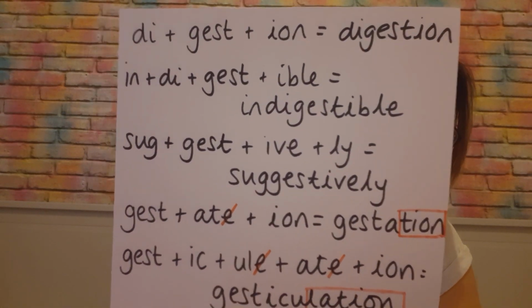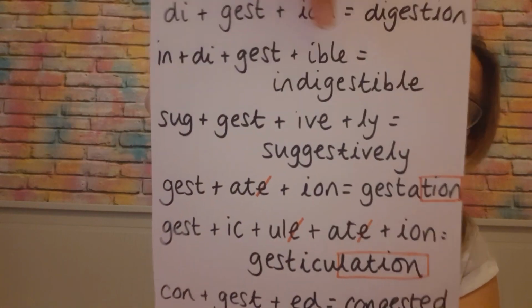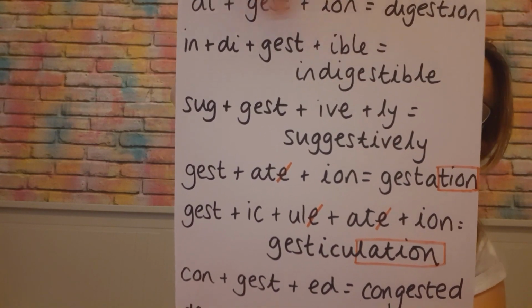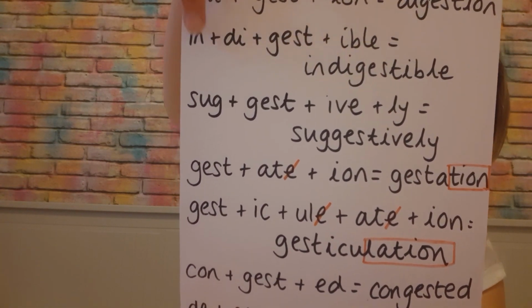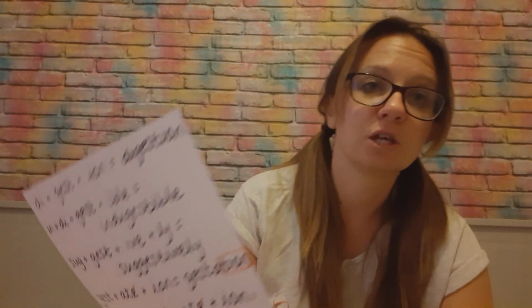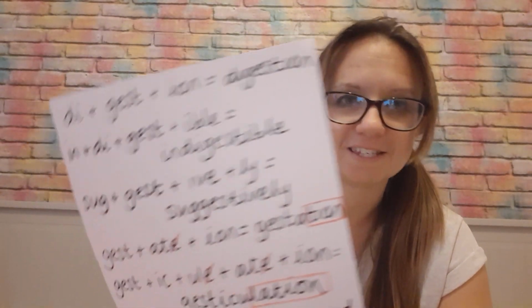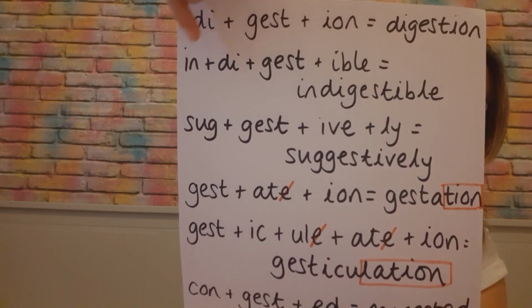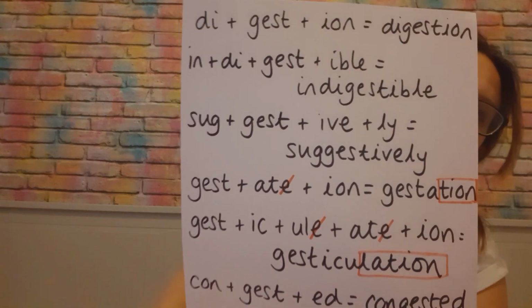We've then got, so I've just put in some different prefixes and suffixes there, but still with digest as our root. So we've got in, meaning not, and then we've got the able, meaning you're able to do it or not. So indigestible means that you can't digest it, basically, you can't eat it. Okay, but you could figure that out. If you know what digest means, you can work out what indigestible means.